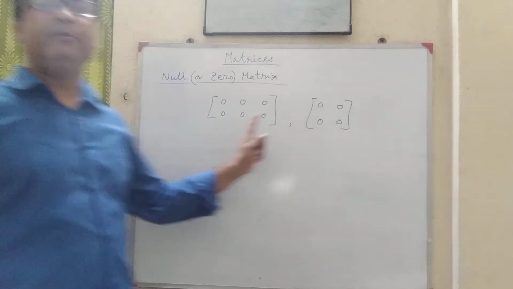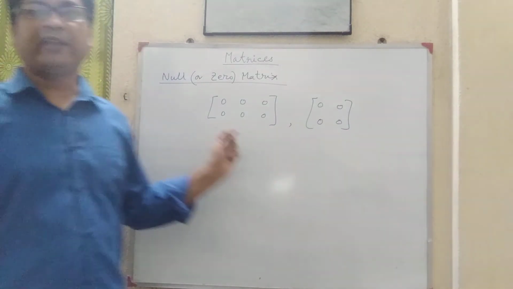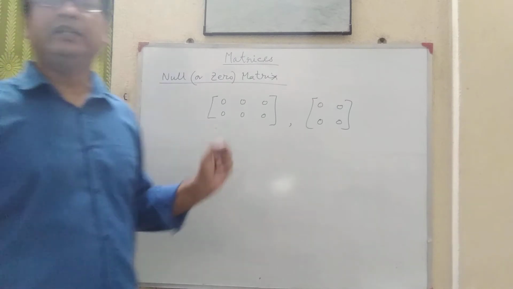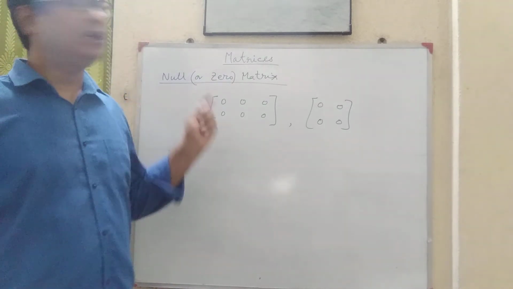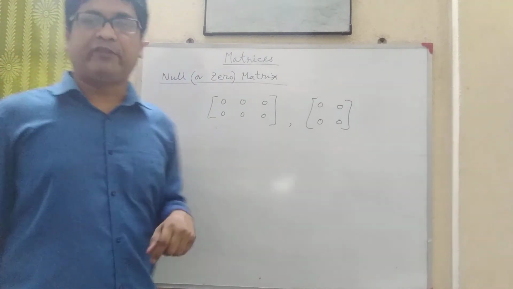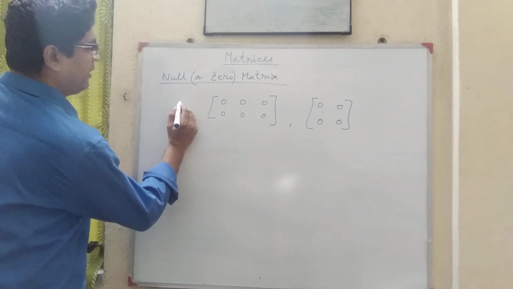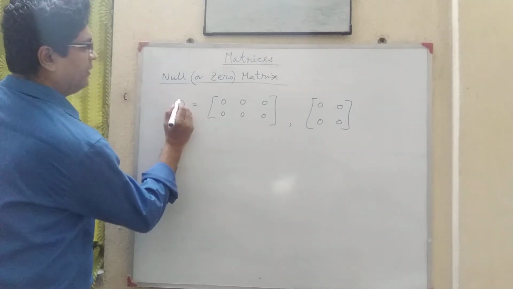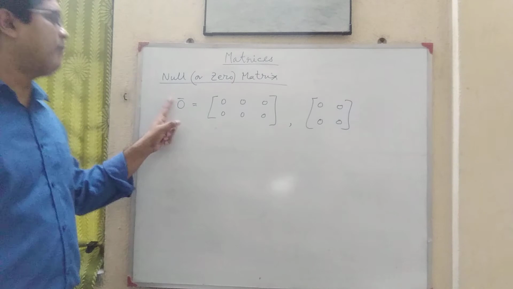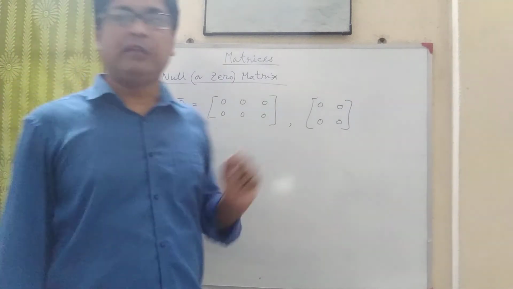If each element of a matrix is 0, then the matrix is said to be a null or zero matrix, and this is denoted by this symbol 0 bar. 0 bar means null matrix.